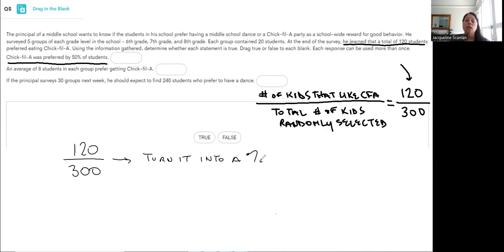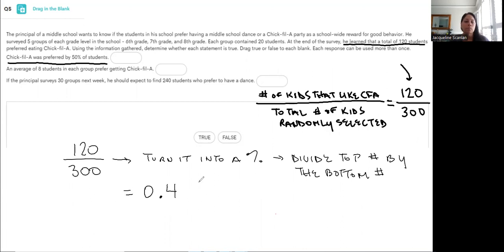And remember, to turn a fraction into a percent, we divide, right? That's what the fraction bar means. We're going to divide top number by the bottom number. Okay, so I'm going to use my calculator. And I'm going to do 120 divided by 300. And I get a decimal. Okay, so 120 divided by 300 is 0.4. Okay, so that's not a percent.